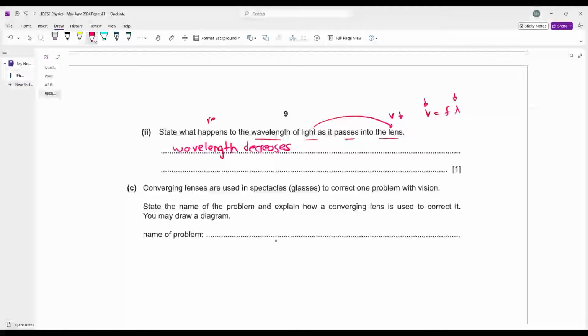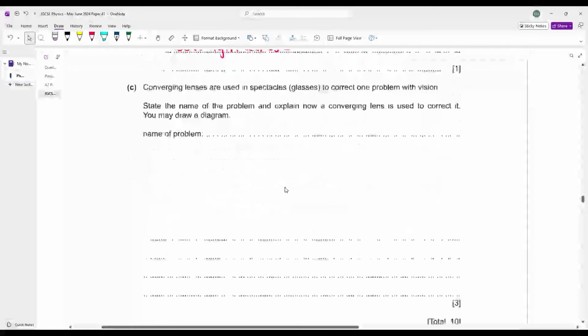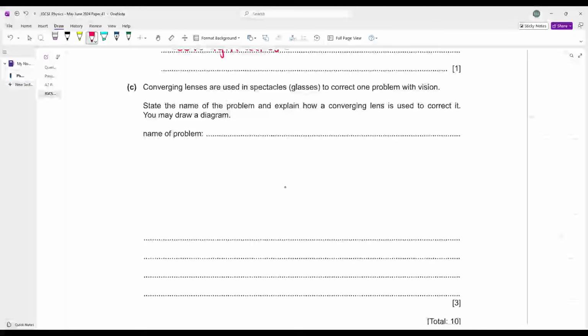ये प्रॉपर क्या हो रही है? ये रिफ्रैक्शन का प्रोसेस हो रहा है. As the light is traveling from air into the lens, रिफ्रैक्शन हो रही है, वेलोसिटी कम हो रही है, वेवलेंथ कम. Converging lenses are used in spectacles to correct one problem with vision. अच्छा जी, converging lenses use होते हैं to correct our vision. Perfect.